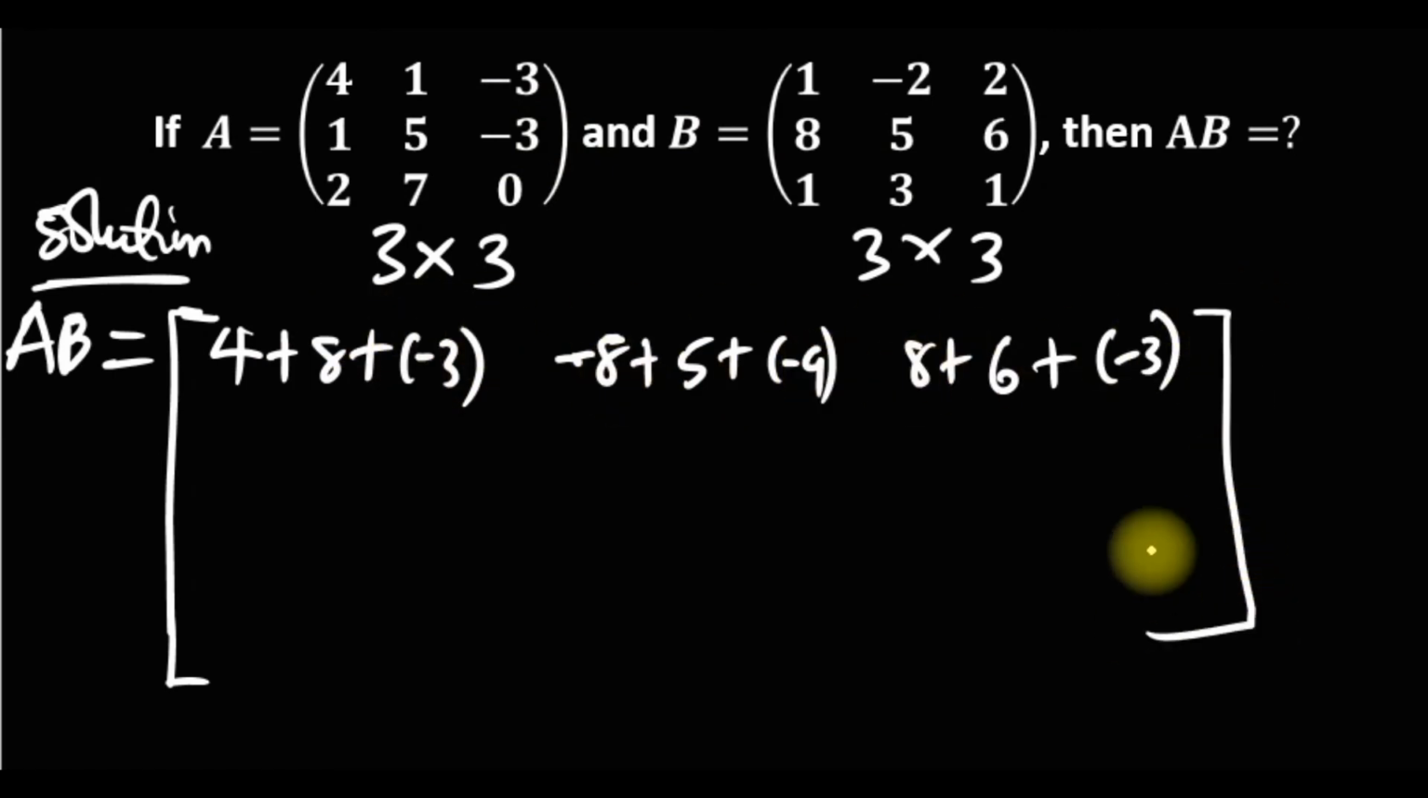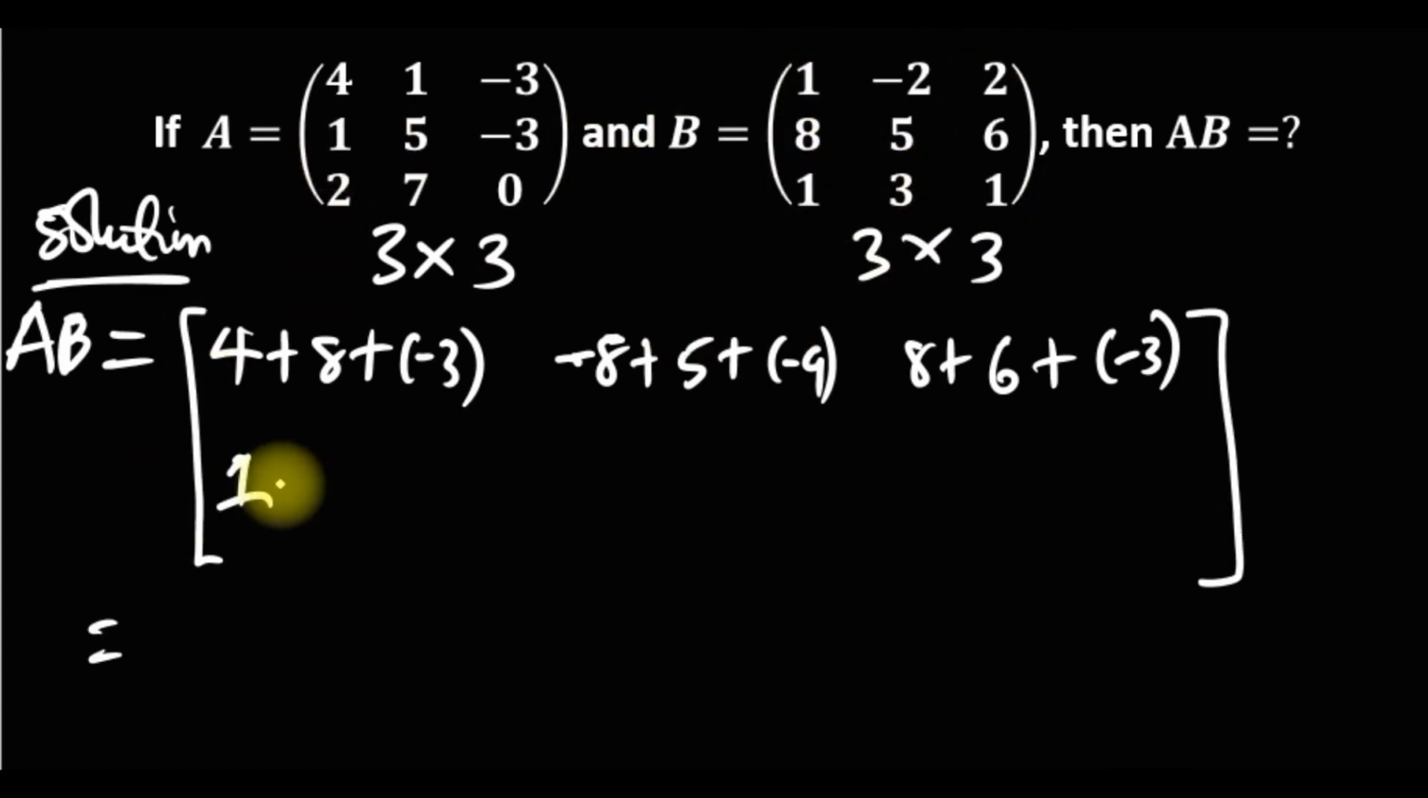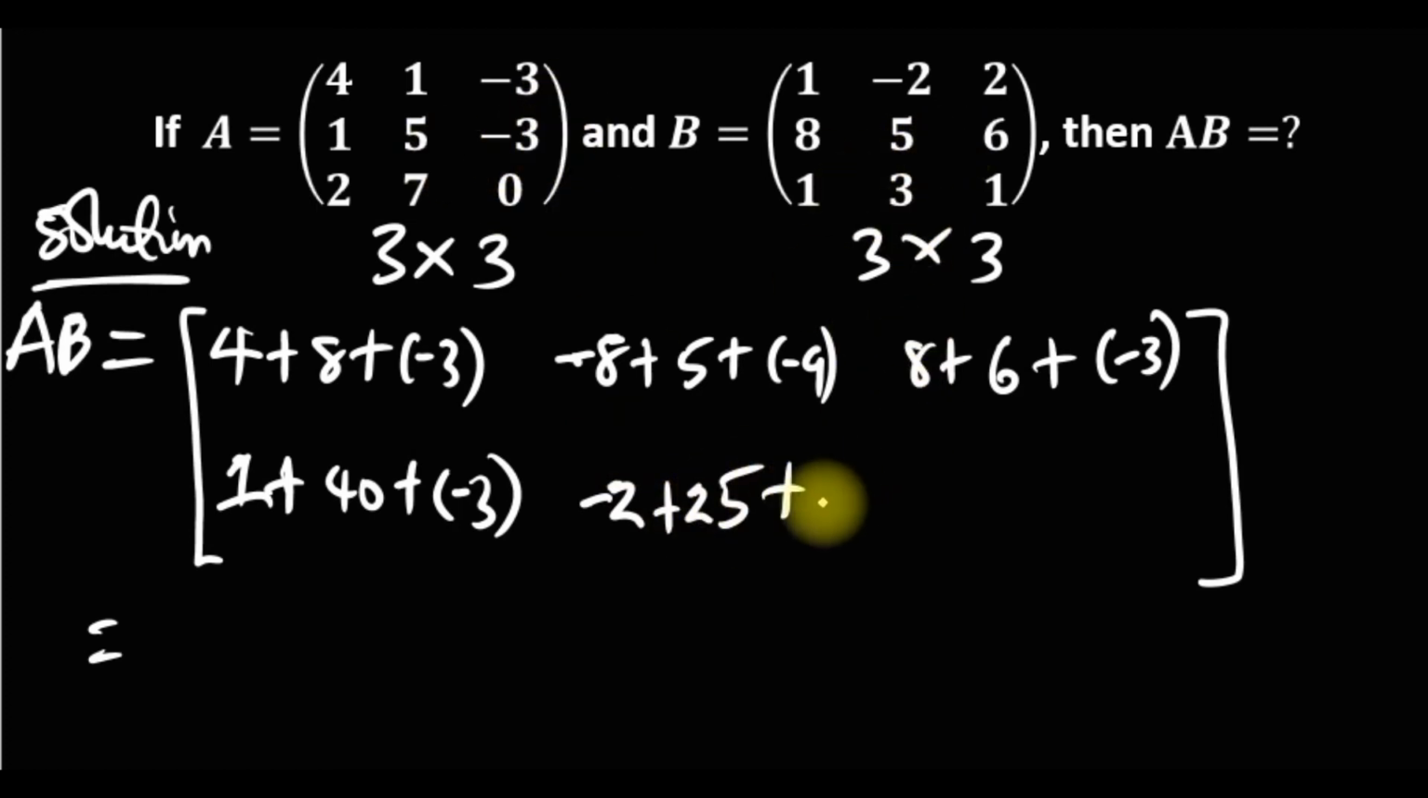So let's move to the second row. The second row multiplies the columns. So we start 1 times 1, plus 5 times 8 is 40, plus minus 3 times 1 is minus 3. So we are done with the first element. For the second one, we go to the second row: 1 times minus 2 is minus 2. 5 times 5 is 25. Minus 3 times 3 is minus 9. So we are done.